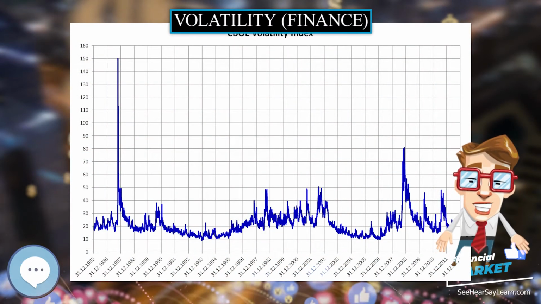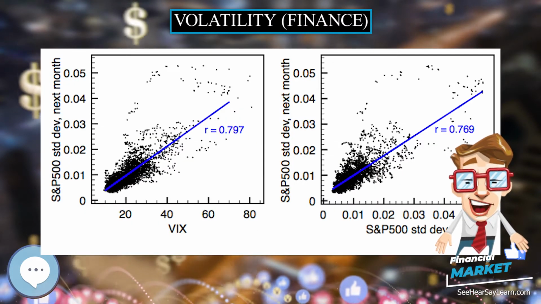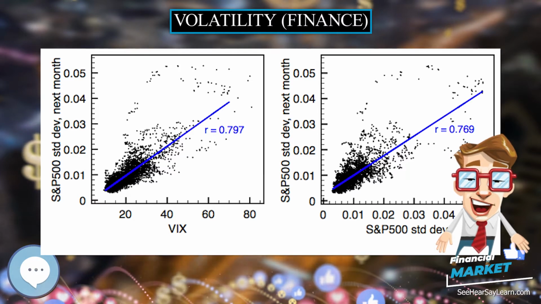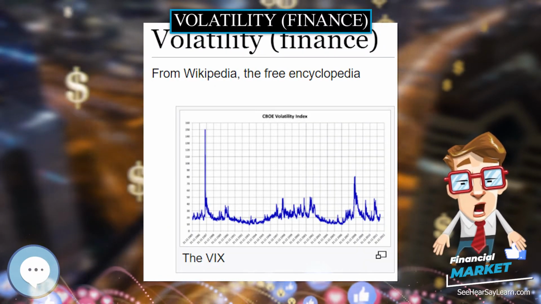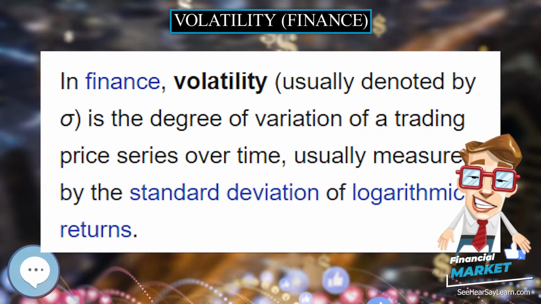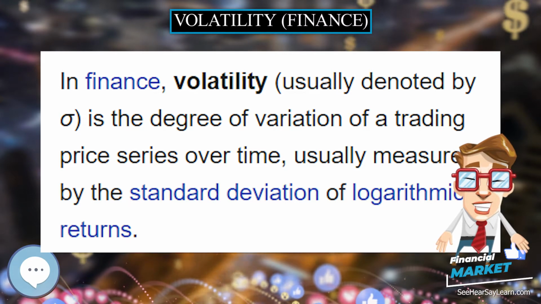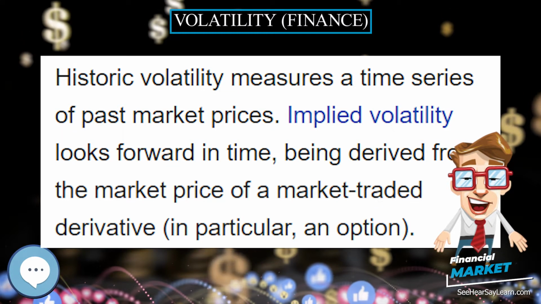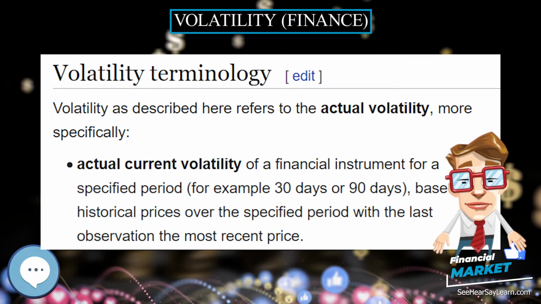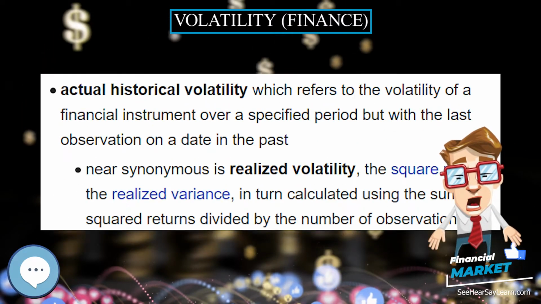Volatility, finance. In finance, volatility, usually denoted by sigma, is the degree of variation of a trading price series over time, usually measured by the standard deviation of logarithmic returns. Historic volatility measures a time series of past market prices. Implied volatility looks forward in time, being derived from the market price of a market-traded derivative, in particular, an option.